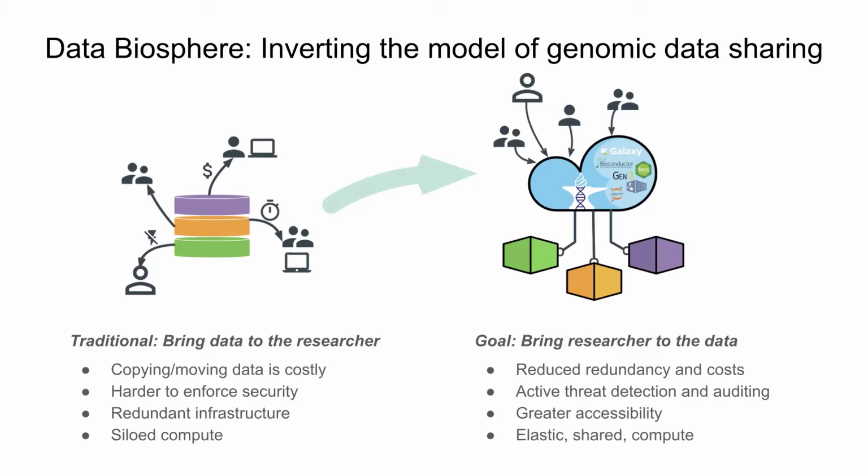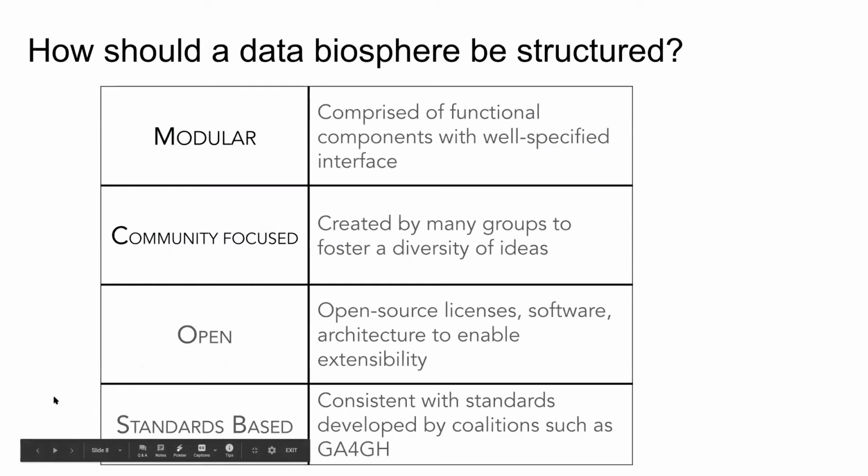There's greater accessibility, so not every researcher might have an institution with a strong cluster or other resources, and so it really limits people's ability to do large-scale analysis. And it's more elastic and shared compute, so it's used more efficiently. So how should this be structured?